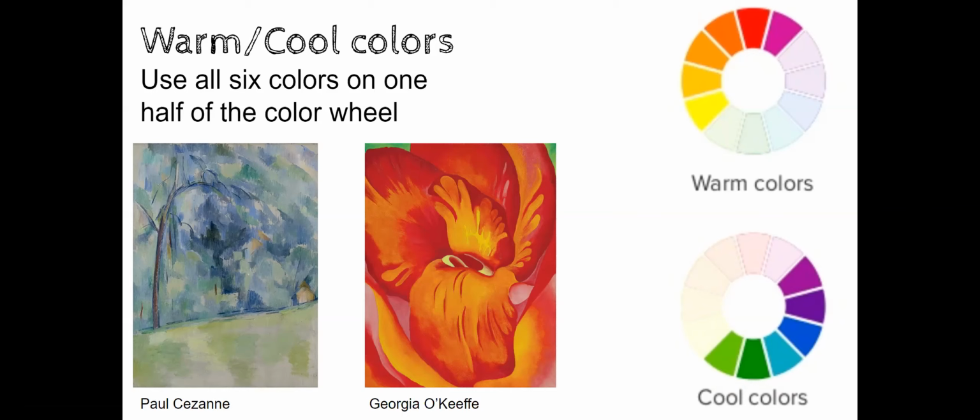On the screen, there are two examples of warm and cool color schemes within paintings. So the Paul Cézanne painting is a cool color scheme because it includes those greens and those blues. The warm color scheme painting is a Georgia O'Keeffe painting, and it includes yellow, orange, and red within it.